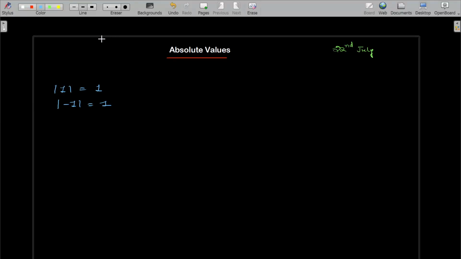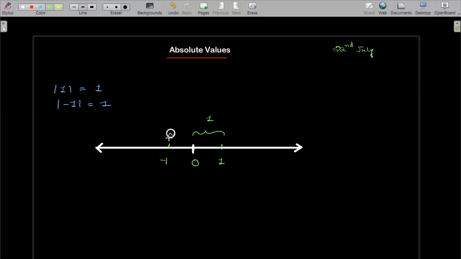Because it's the number's distance away from zero. Yes, exactly. Perfect. So absolute values, this is really important to understand because this is going to help us when we try to do absolute value inequalities. So the meaning of absolute value is that it gives us the distance of a point from 0. That's exactly what I wanted to hear. So if this is 0 and this is 1, this is -1. So the distance of 1 from 0 is 1, and the distance of -1 from 0 is also 1, because distance is always positive.